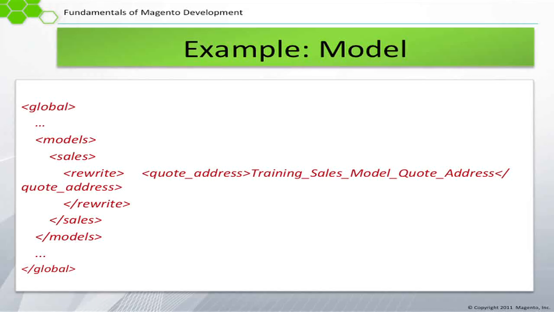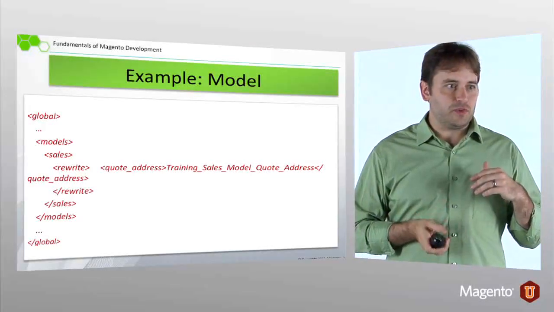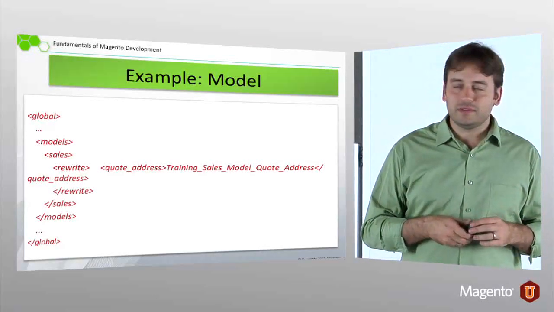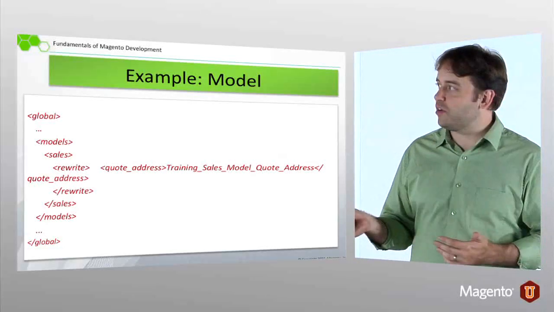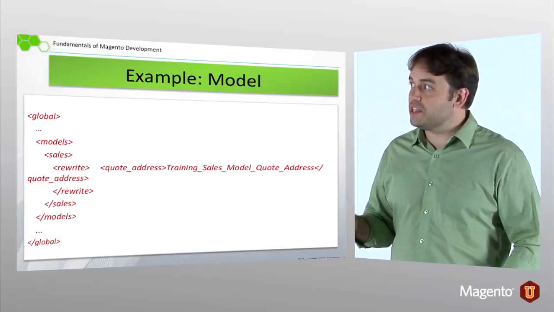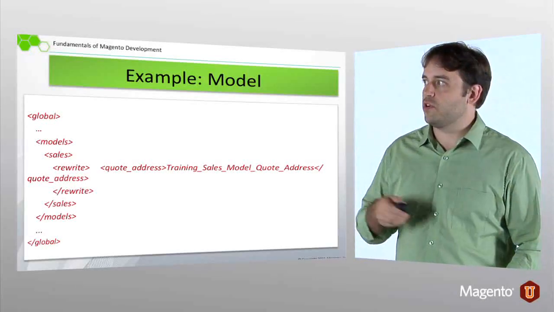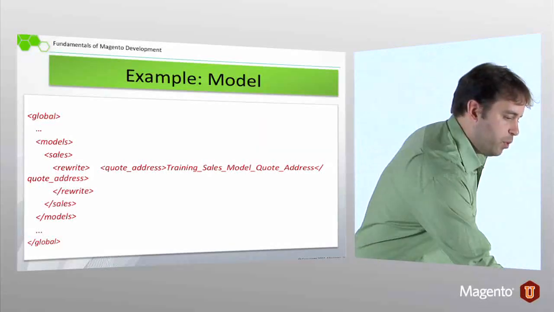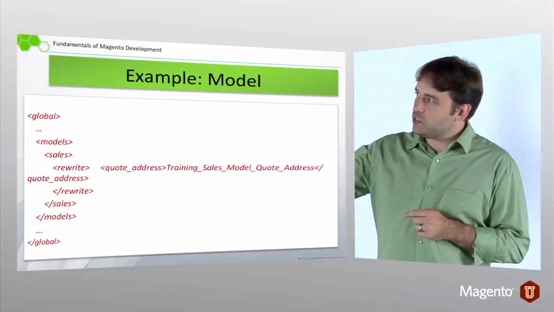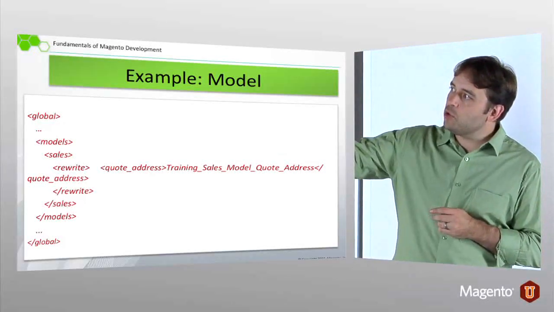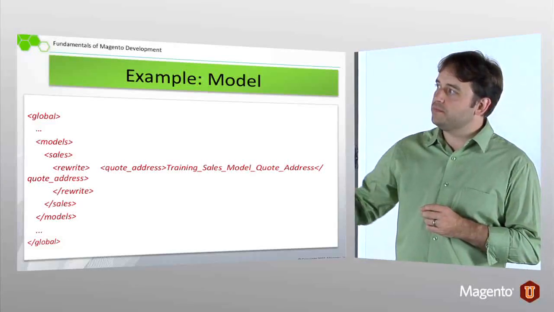So we've been talking about configuration. We've looked at how to set up our own module, and here we're going to look at how we can, in our own module's configuration file, change something else in the system. In this case, we're going to change sales quote address. So I'd like to take a moment and point something out. If you see over here, sales quote address. So we have global, models, sales, rewrite, quote_address.